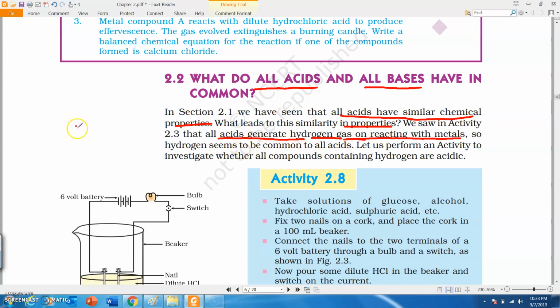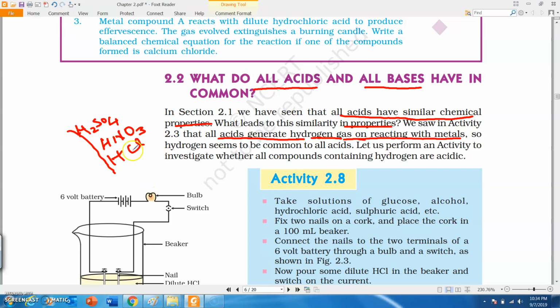How is it? As I write here, H2SO4, HNO3 and HCl. What is common? Hydrogen is common in this. So in all acids, hydrogen is common. That's why all the acids have similar properties.